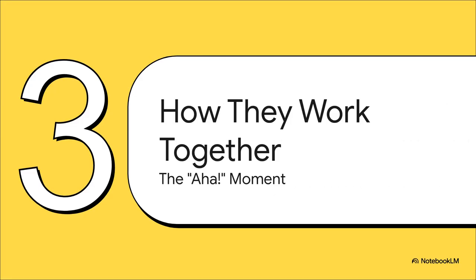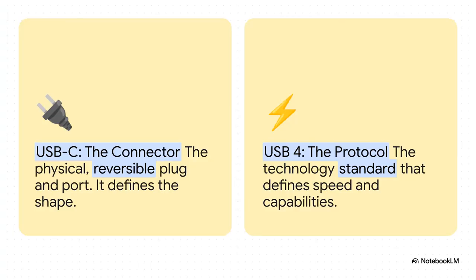So, we've got the shape, USB-C, and we've got the speed, USB4. So how in the world do they relate? This right here, this is the aha moment, where it's all going to click. It's actually really simple when you see it side by side. USB-C is the hardware, right? The physical port you plug stuff into. USB4 is the protocol, the performance standard running through it. And here's the key. That super powerful USB4 protocol requires the versatile USB-C connector to deliver its crazy top speed.